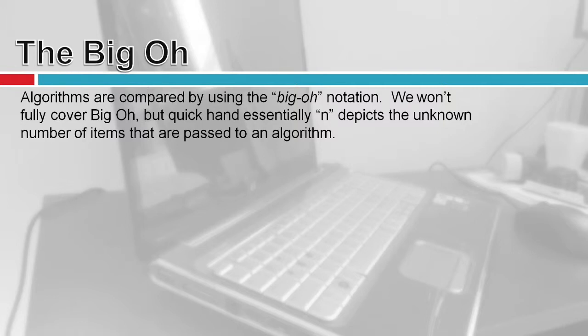Now, we won't get into a lot of detail in this section, but the way that computer scientists calculate efficiencies is using what we call big O notation. We won't fully cover it, but this section will give you an idea of what we're talking about. Essentially, think of n as the unknown number of items that are passed to an algorithm. So if I have an array of 1,000,000 items, substitute 1,000,000 for n. How many times do I have to do the algorithm?